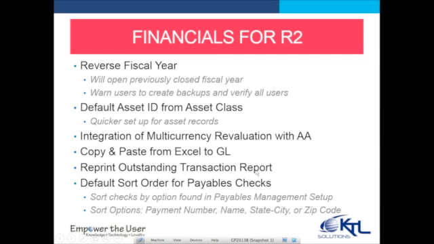Reprinting the outstanding transaction report. So those of you that run a reconciliation, you process your bank reconciliation, and you complete it, and then for whatever reason you lost your outstanding transaction report at the time of reconciliation, you can now go and print that report. And they get the default sort order for printing and payables checks.